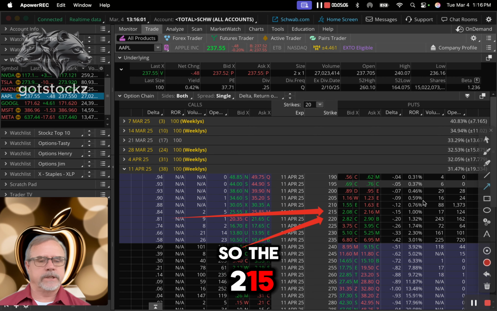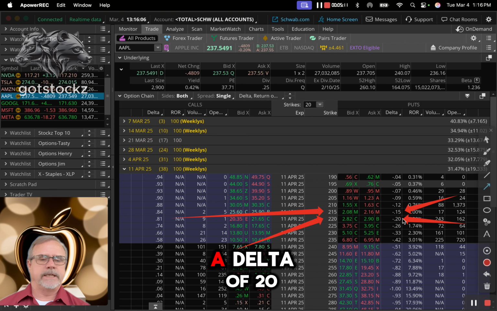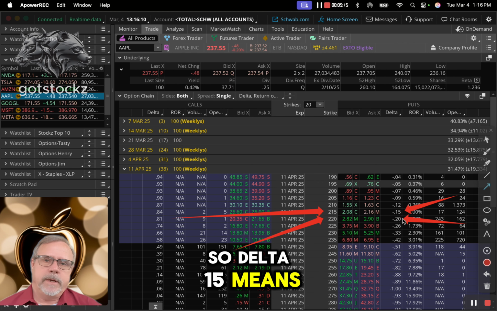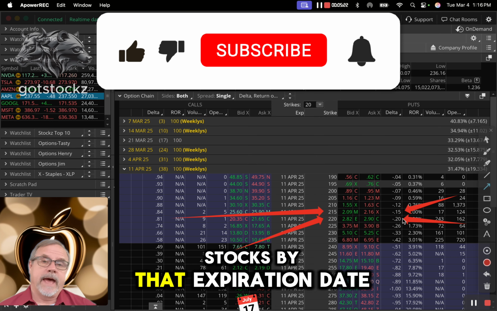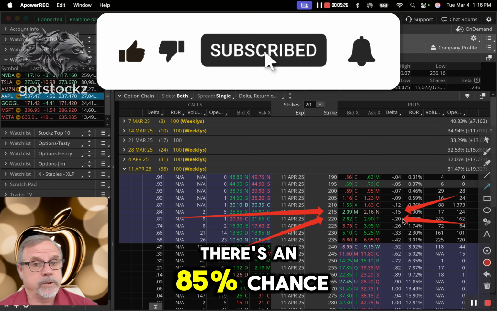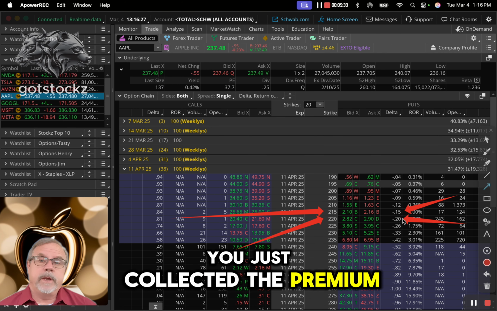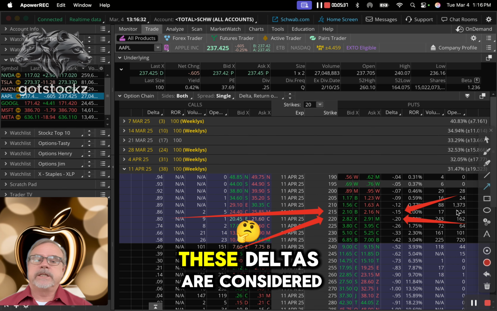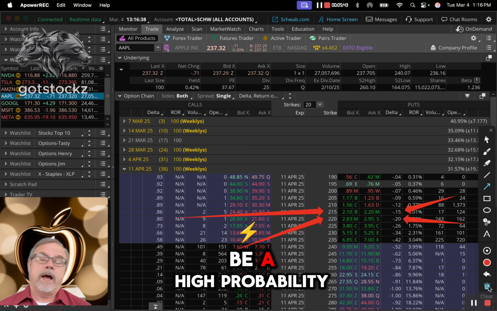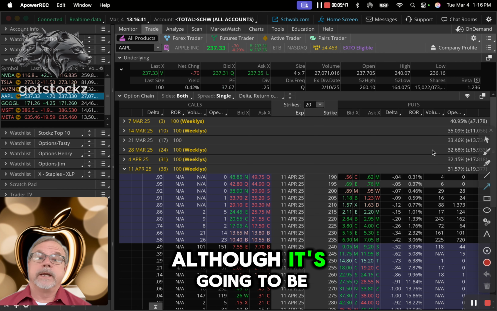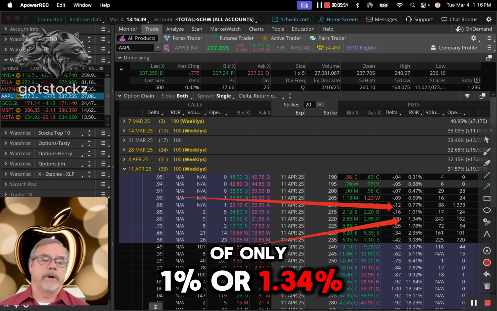So the 215 is going to give us a delta of 15, and the 220 is going to give us a delta of 20. A delta of 15 means that there's a 15% chance of being assigned these stocks by that expiration date. So there's an 85% chance of the options contract expiring worthless. You just collected the premium, and then you just keep doing this over and over. These deltas are considered on the low end of the range. This is going to be a high probability of profit, although it's going to be a low percentage return of only 1%, or 1.34%.